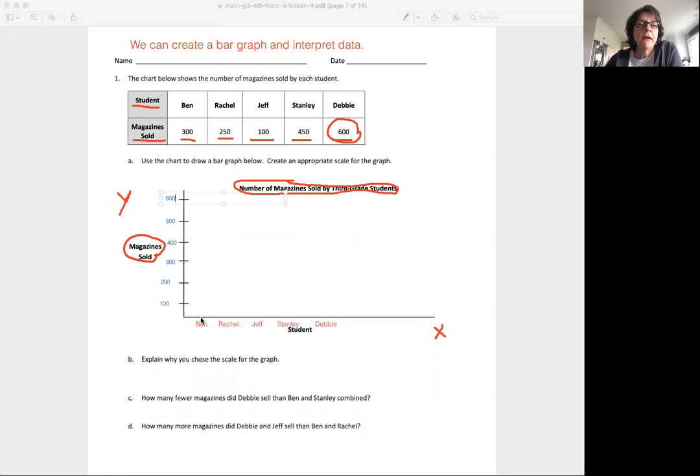So we're going to start with Ben. And remember, it's a bar graph, so it's not a pictograph. We will be drawing bars. Ben sold 300 magazines. So I'm going to draw a bar that goes up to 300. That's pretty easy. I'm going to put it above Ben and have it stop at 300. And there's my bar for Ben. You can go ahead and do that.